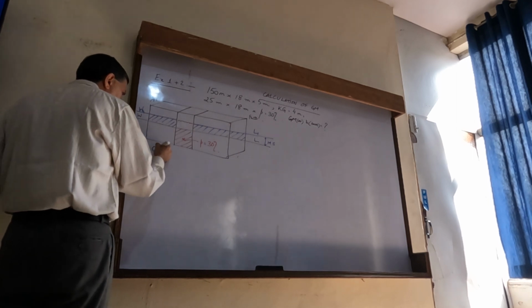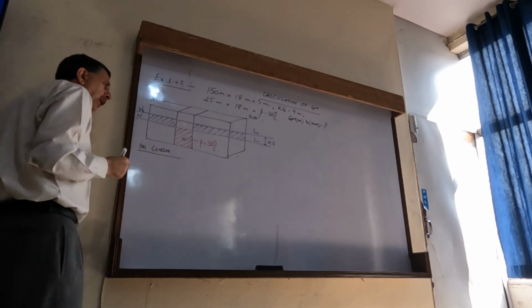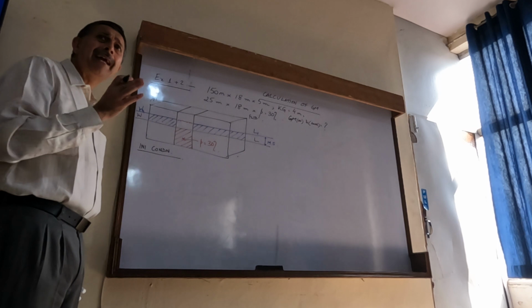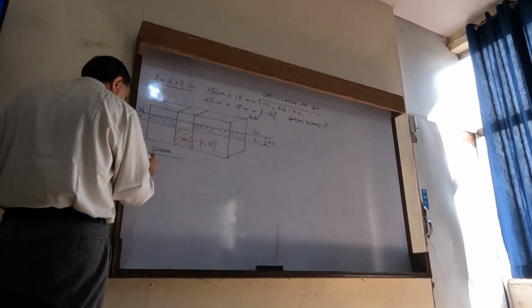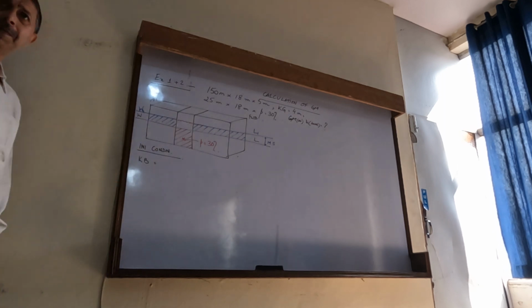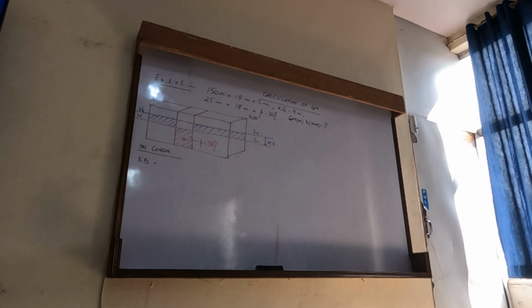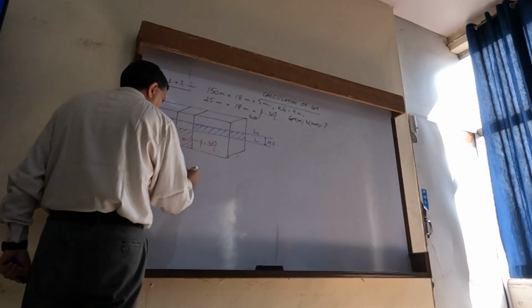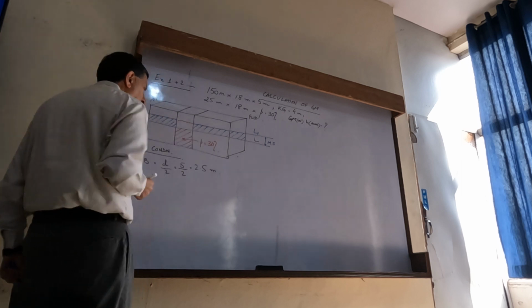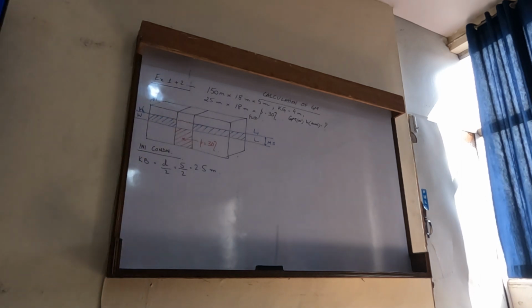Initial condition. Initial condition means that bilging has not happened, the hull is intact. That is the meaning of initial condition. So let us start. KB. Bilging has not happened yet. KB is D by 2. What is my draft? So what will KB be? KB is D by 2.